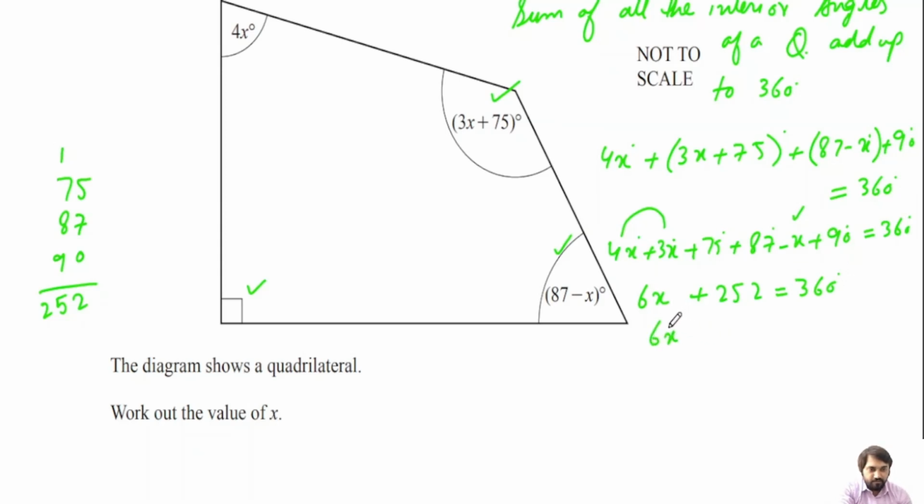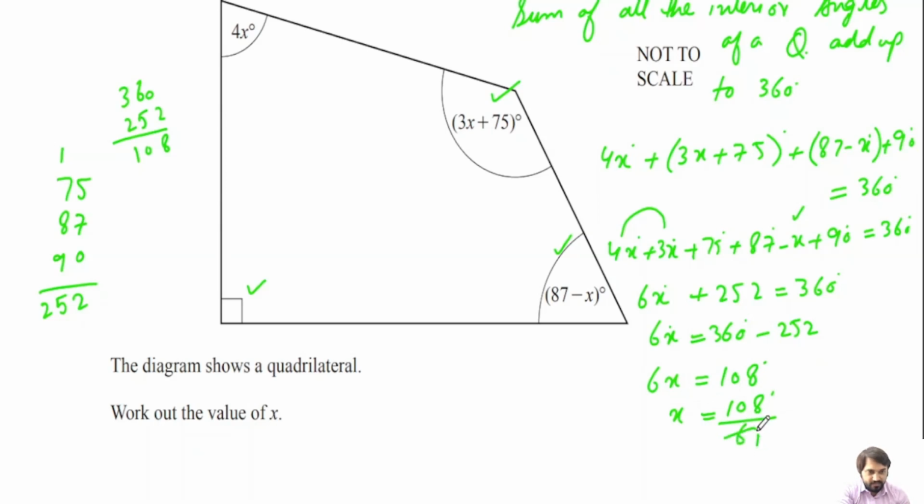Now solving this for x, we have 360 minus 252. Now subtract this. So here we have 6x is equal to 108 degrees. x will be 108 degrees divided by 6. We can cancel, and 108 divided by 6 is 18. So the value of x is 18. This is our answer to this question. 18 degrees.